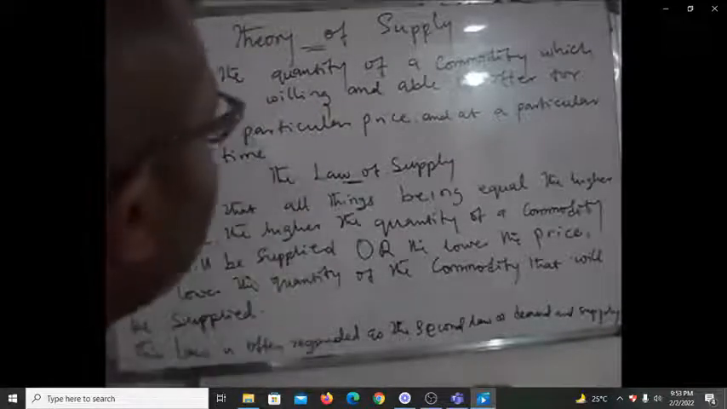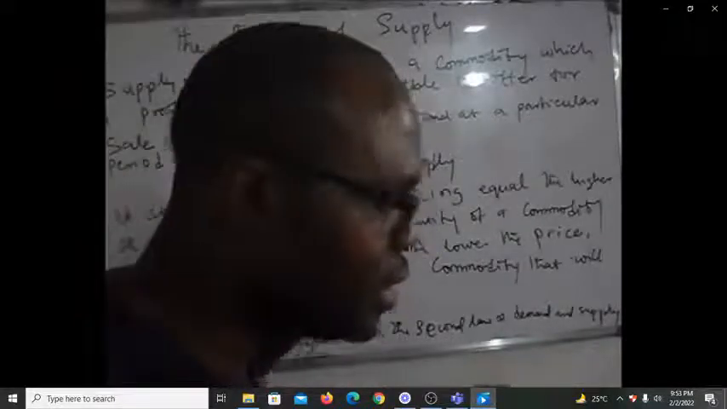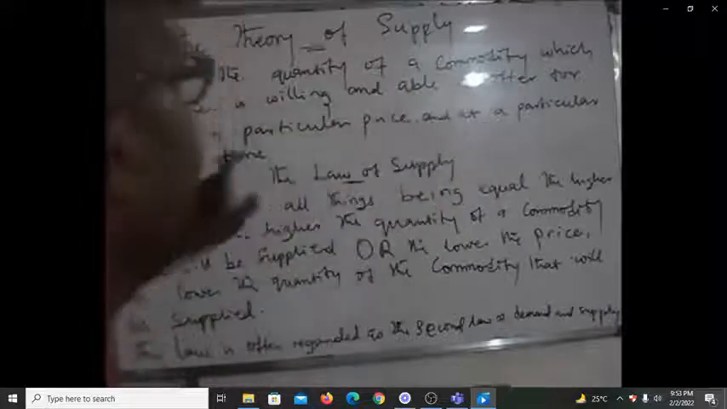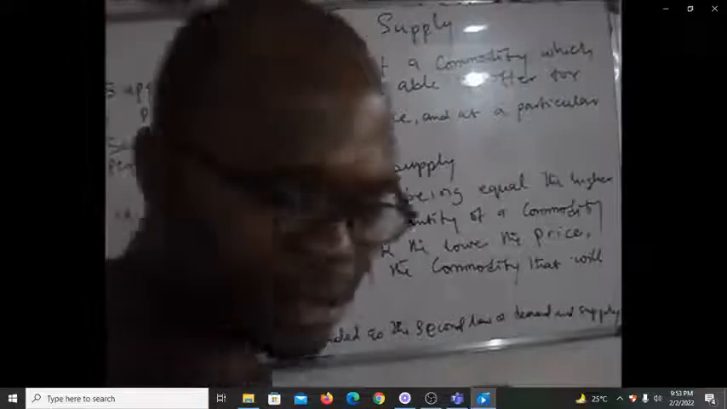First of all, say that supply is the what? Quantity of a commodity which a producer is willing and able to offer for sale at a particular price and at a particular period of time. Is that clear? Thank you.